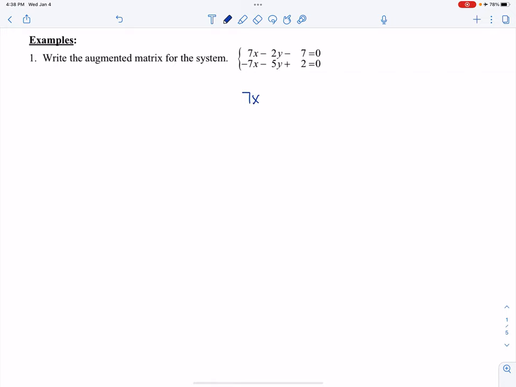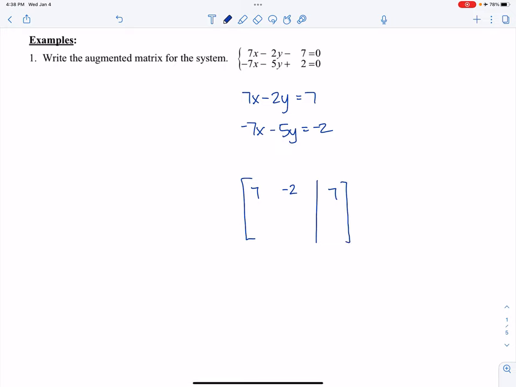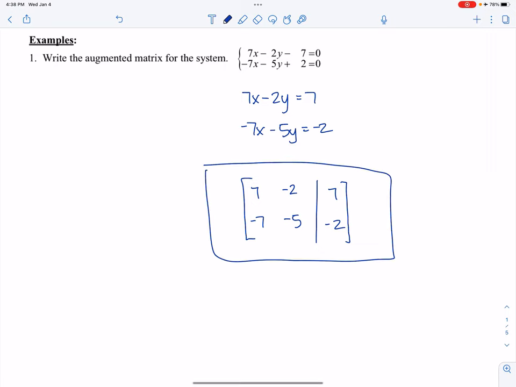So we're going to have 7x minus 2y equals 7, and -7x minus 5y equals -2. That way our constants are separated from our variables. So now we can put it in our matrix form. We'll have 7, -2, 7. That was kind of messy. And then we have -7, -5, -2. And that's it. That's all we're looking for, is this augmented matrix.